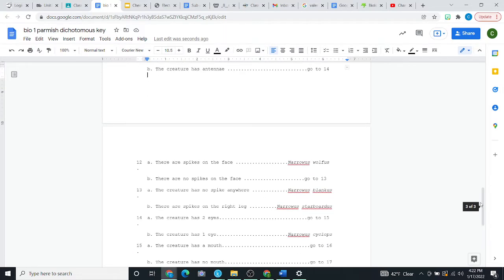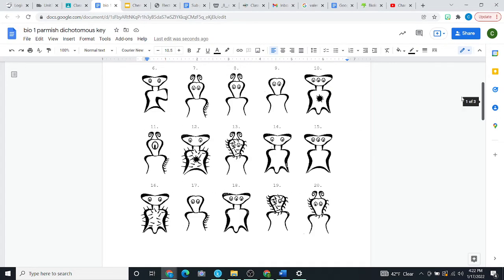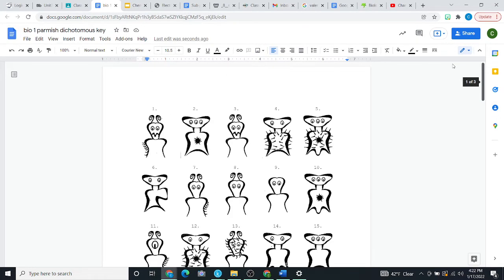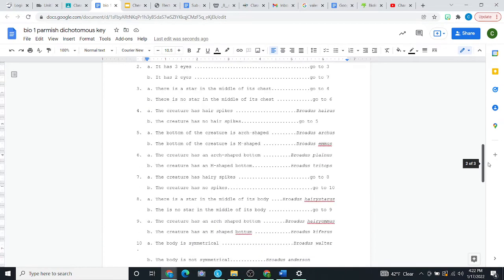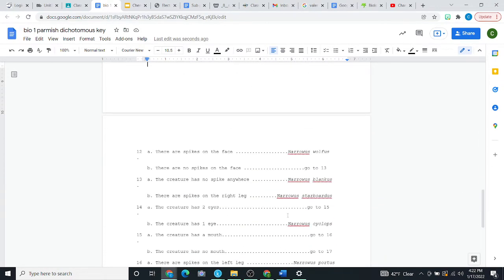The creature has no spikes anywhere. Are there spikes on the right leg? There's spikes, yeah, on its right. So remember, it's opposite of us. So yeah, there's spikes on its right leg. So that means that this number one would be Narrowus tarbordus.